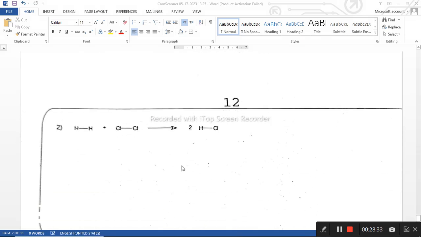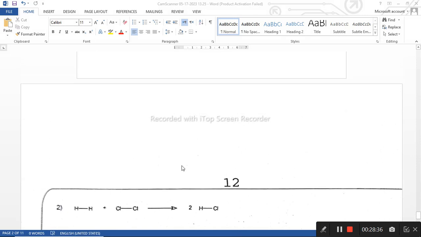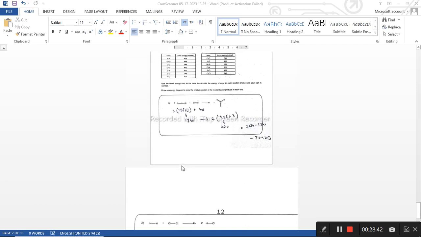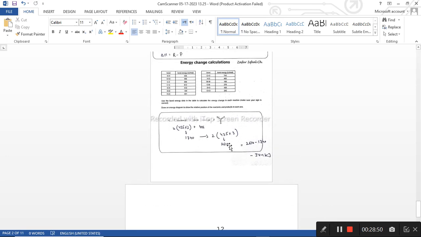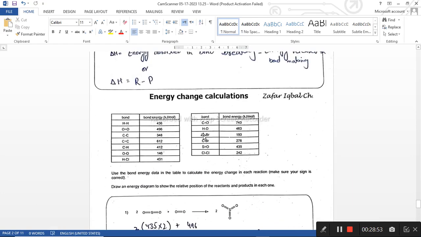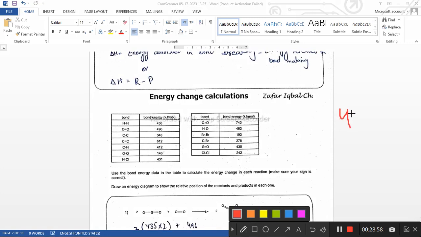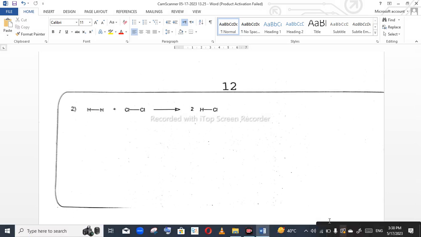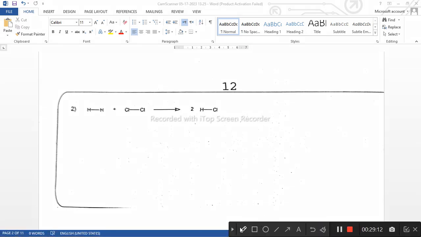And Cl bond Cl. Let me write it over here. So guys, H bond H is 436. Okay, write it over here.